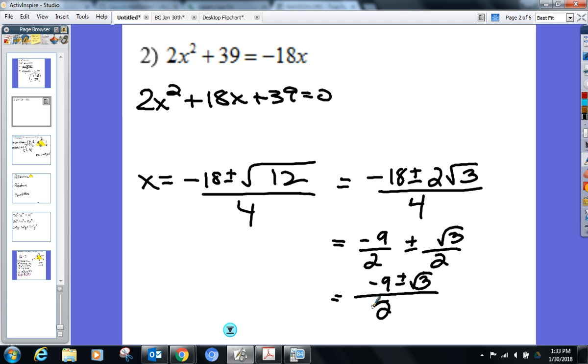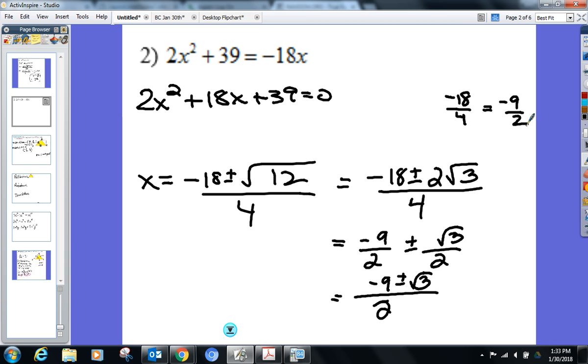Negative 9? A negative divided by a positive. No. How did you get 9? It's reducing a fraction. 2 goes into both. Right? Calculator also does it.